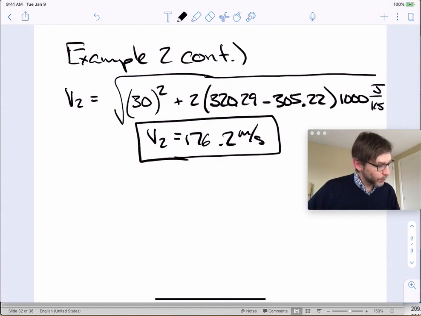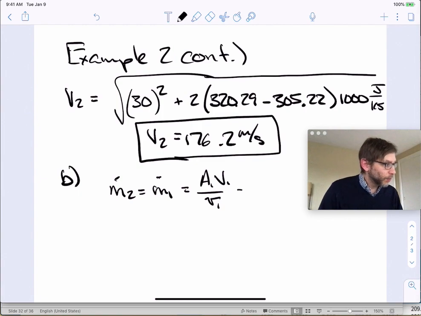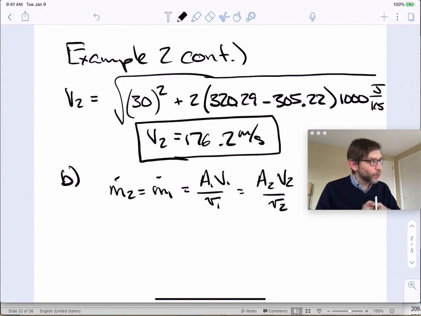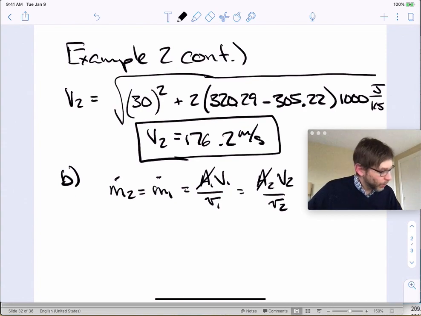Okay, now part B is we need to find the pressure. So we need to know the mass flow. So m dot 2 equals m dot 1 by the mass conservation. And this is equal to A1V1 over v1 is equal to A2V2 over v2. And then essentially what we can do is cross off the areas because we said the tube is going to be a constant area tube.